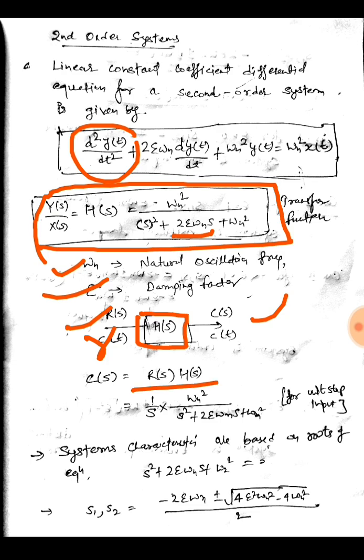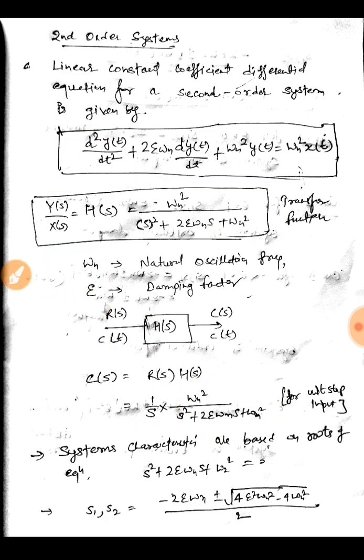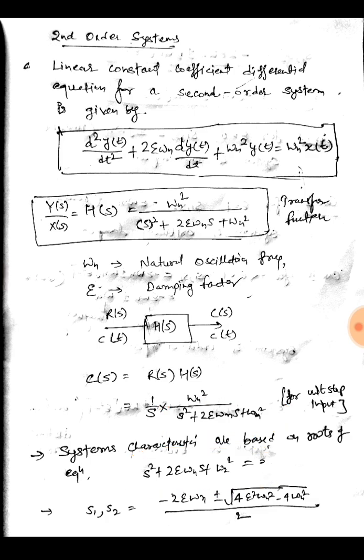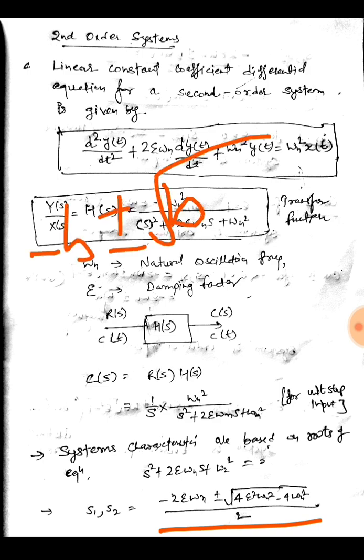If we are using the unit step, then R(s) would be 1 upon s. So this system can be characterized on the basis of the roots of the denominator of the transfer function, that is s square plus 2ζ omega n s plus omega n square. We can characterize our system using this equation, whose roots come out to be minus b plus minus under root b square minus 4ac divided by 2a.